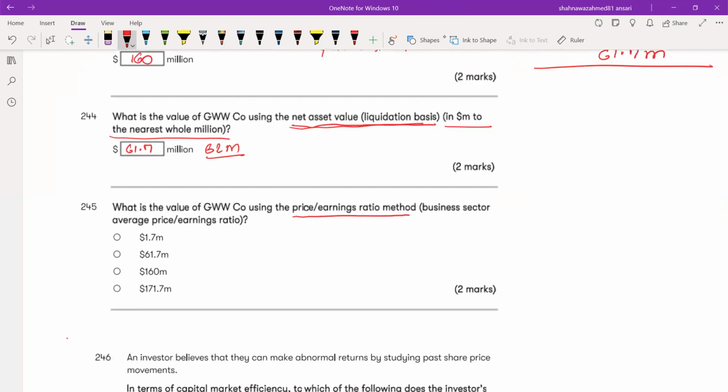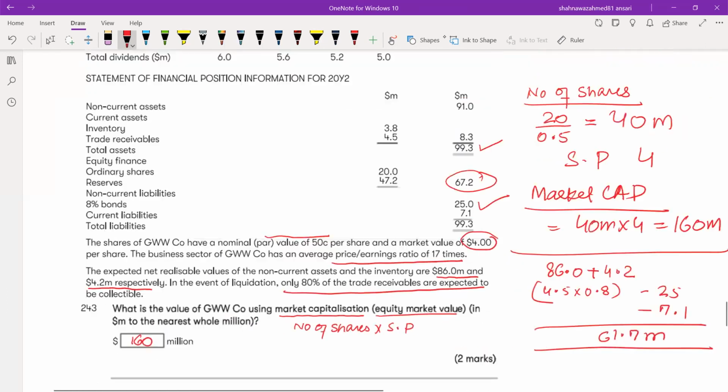What is the value of the company using the PE ratio based method? Business sector average is to be used. So here the value is earnings multiplied by the industry's PE. The PE is given in the question, 17 times. We have to take the earnings, so earning is given.